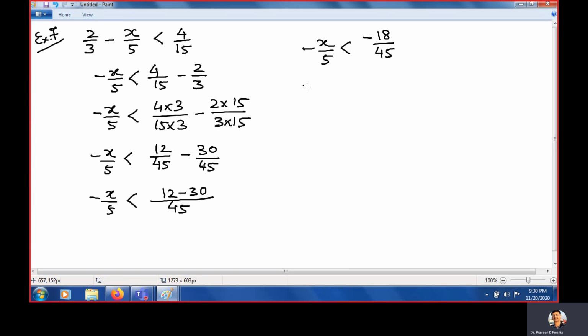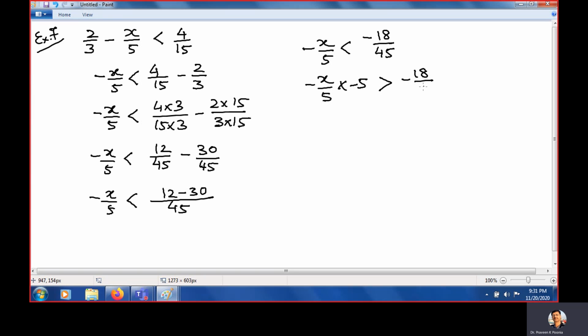Okay, and one more thing I want to tell you here, that we will study later, don't worry. So here is minus x upon 5. You need to remove this 5, so you need to multiply by minus 5, because you need to cancel the minus 1 upon 5. Minus means this less than sign will change into greater than.